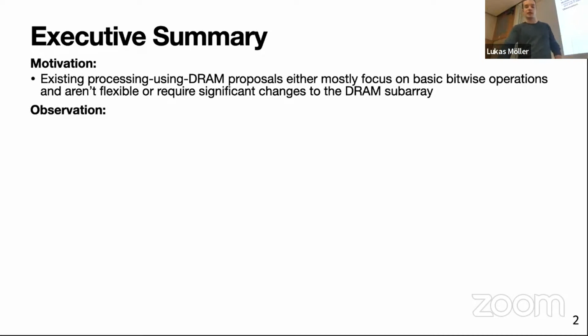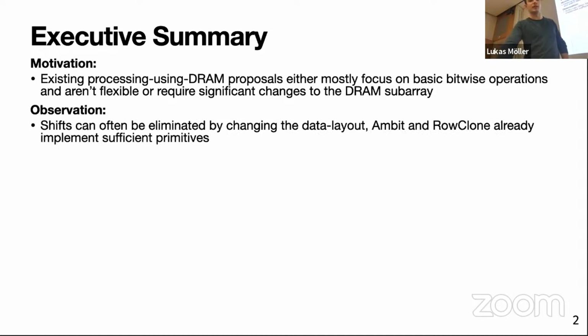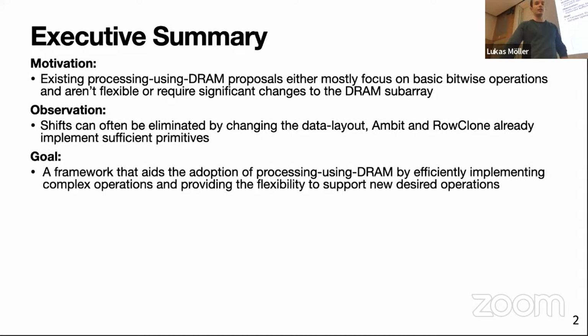The observations that the authors of SIMDRAM make are that shifts can often be eliminated by changing the data layout, and that two prior works, AMBIT and RowClone, already provide the necessary primitives to implement complex operations. Their goal is to provide a framework that aids the adoption of processing using DRAM by efficiently implementing complex operations and providing the flexibility to support new desired operations as needed.